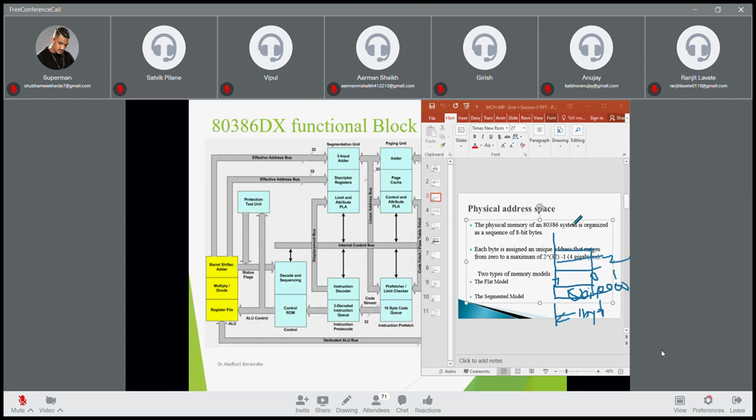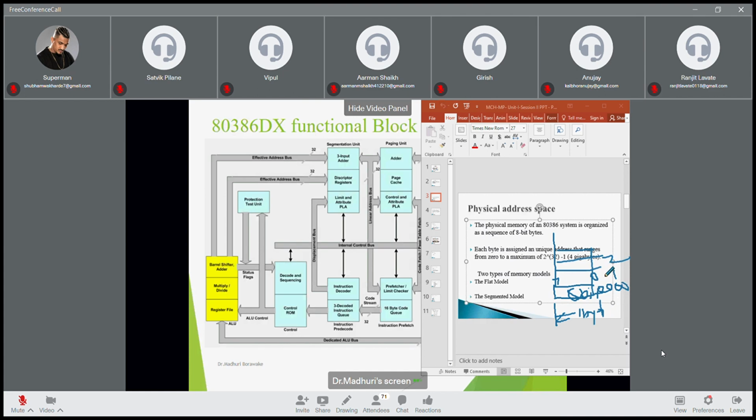Now in this organization you have the flat model and the segmented model. In the flat model you have 2 raised to 32, that is 4 gigabytes, and the physical memory contains up to 4 gigabytes. The processor will map the 4 GB flat physical address space. Get it understood? Whenever you are writing a program, it will take one linear address space, which is nothing but the processor's physical memory, about 4 GB.